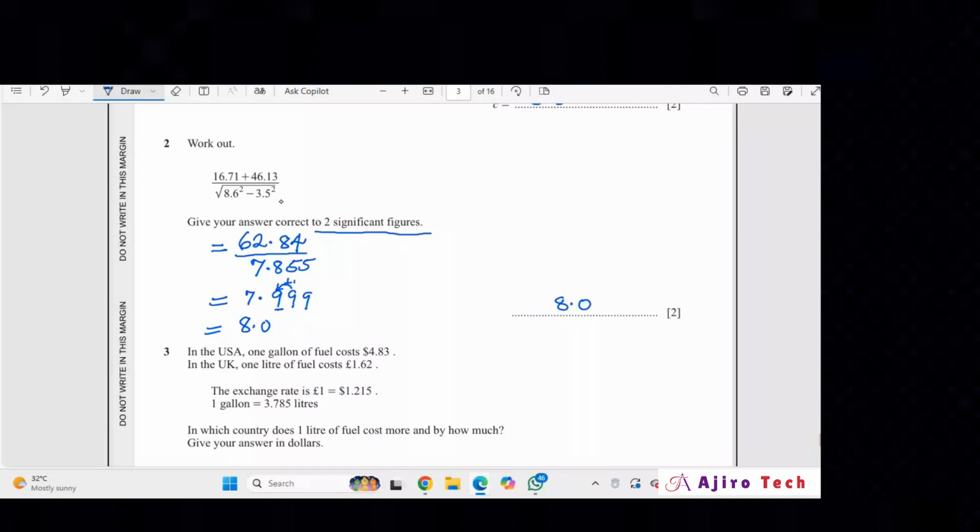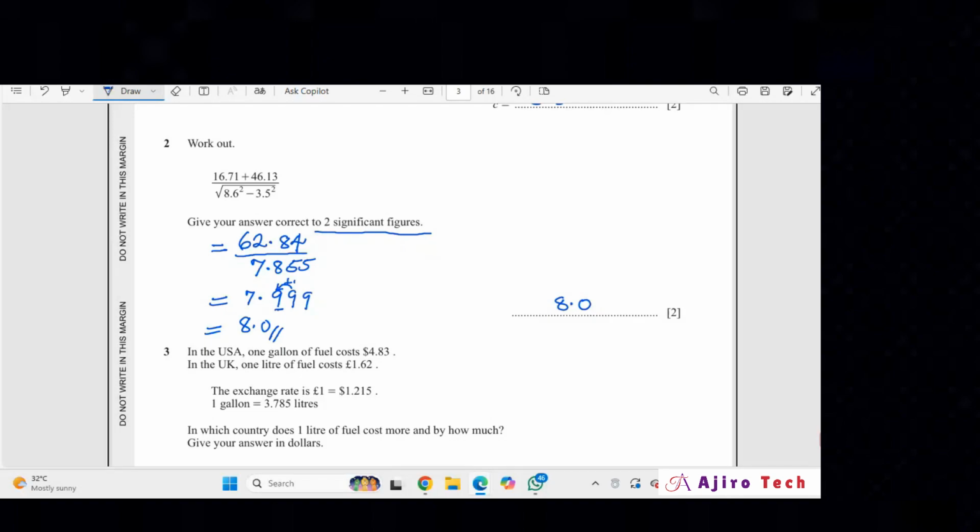So what you just need to do here basically is add the numerators together, which is this. Then take the square root of the denominator, 8.6 squared minus 3.5 squared, which will give us this. So from here, we have 7.999. If we have 7.999 now, which will give us what? 8.0. Are we following? So that is why we have this.